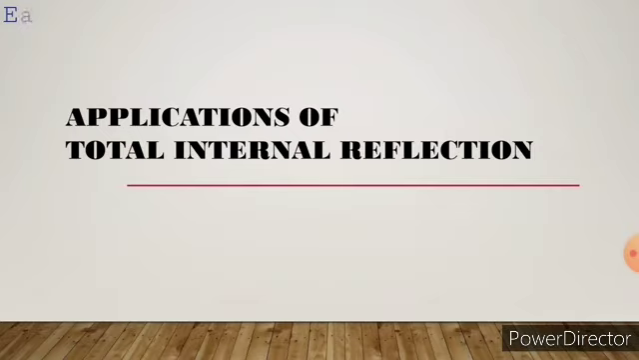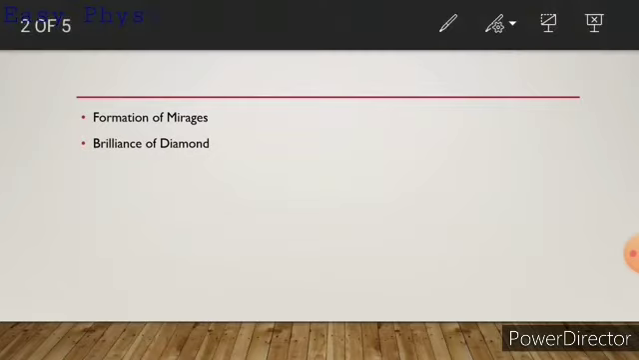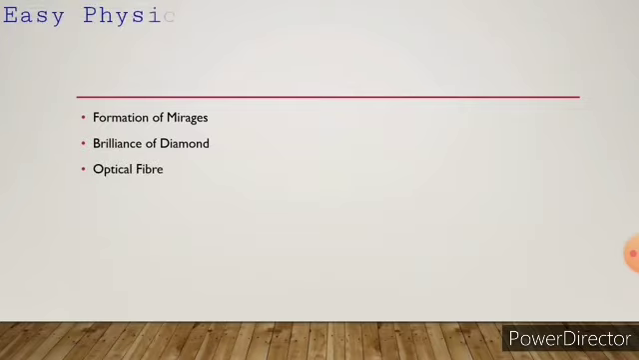Now, in this class, we are going to discuss one of the important topics, that is applications of total internal reflection. So here are the few examples for the total internal reflection that we observe in our daily life. The first one is formation of mirage, and brilliance of diamond, and optical fibers. Let us discuss one by one.